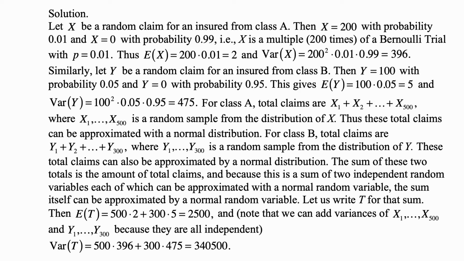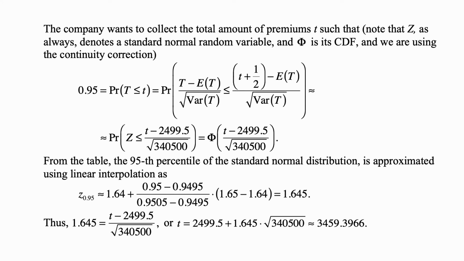Let us write T for that sum. Then E of T is 500 times 2 plus 300 times 5, so it's 2500. And also the variance of T, well, we can add variances of all the components that go into T because they're all independent. So that works out to be 500 times 396 plus 300 times 475, and that's 340,500.